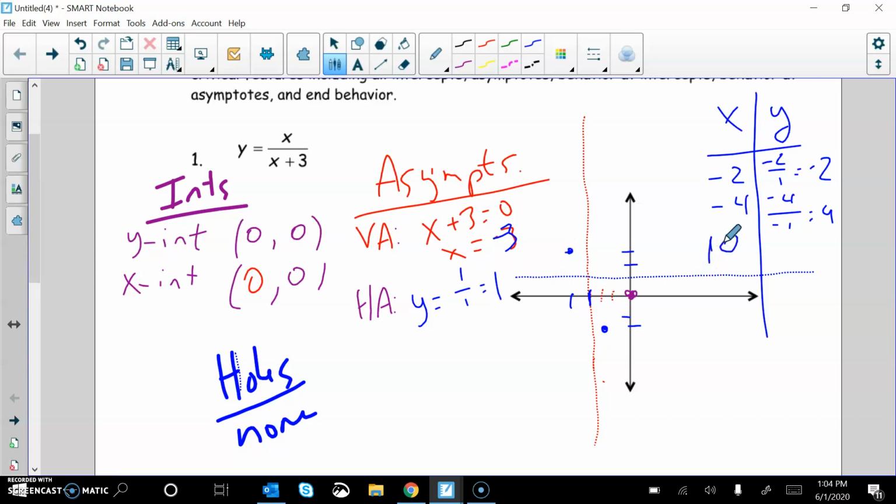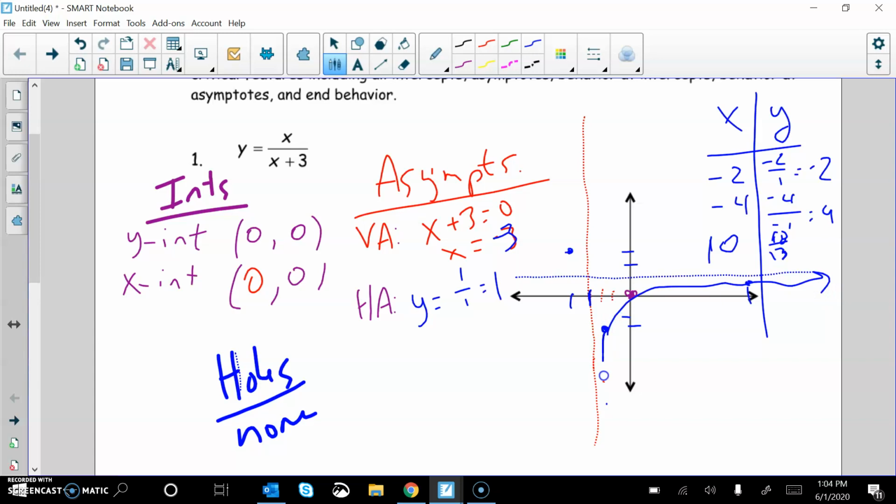Plug in really large numbers, say 100 or whatnot. I'm just going to go with 10. I plug in something out here. Let's see what happens. We end up with 10 over 13. And the larger the number you plug in, the closer this fraction will get to equaling 1. 10 over 13 is some decimal, but it's getting closer to 1. All right. As x gets really large, it gets closer to 1.